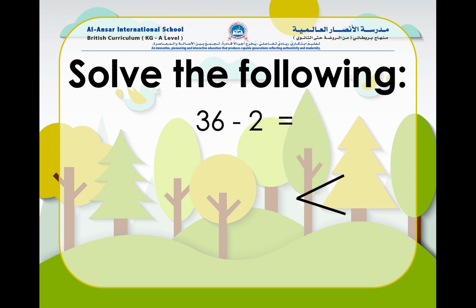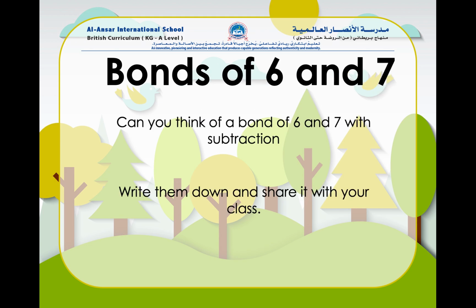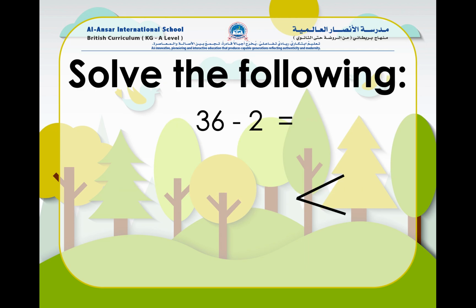You can try it on your own with bonds of 6 and 7. You can send your teacher some examples of how you did it with bonds of 6 and 7. But now, let's try it with a more difficult number. Here we have 36 minus 2.